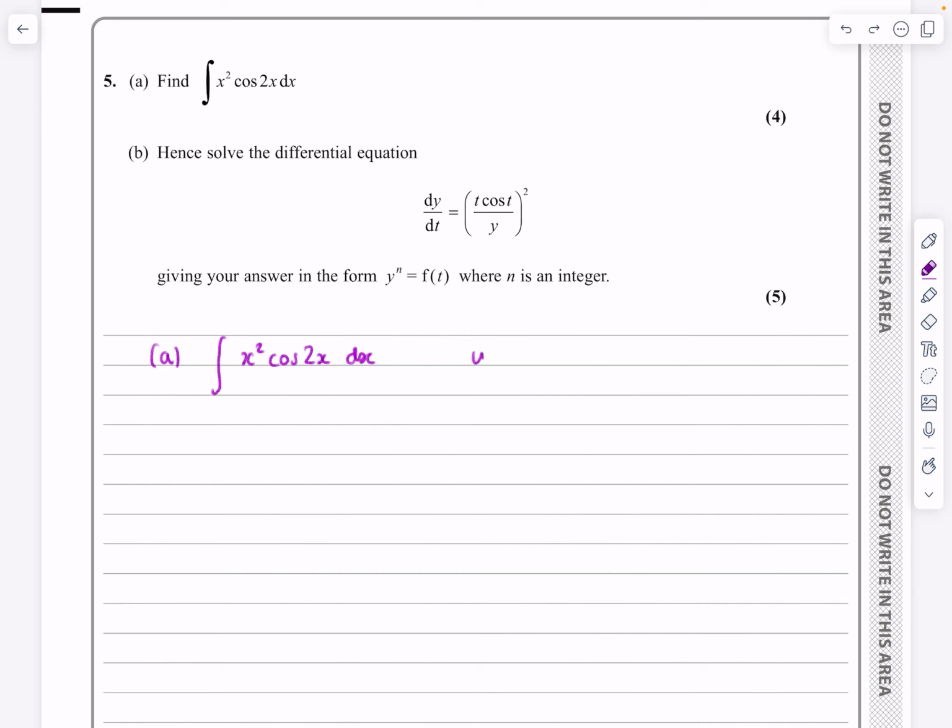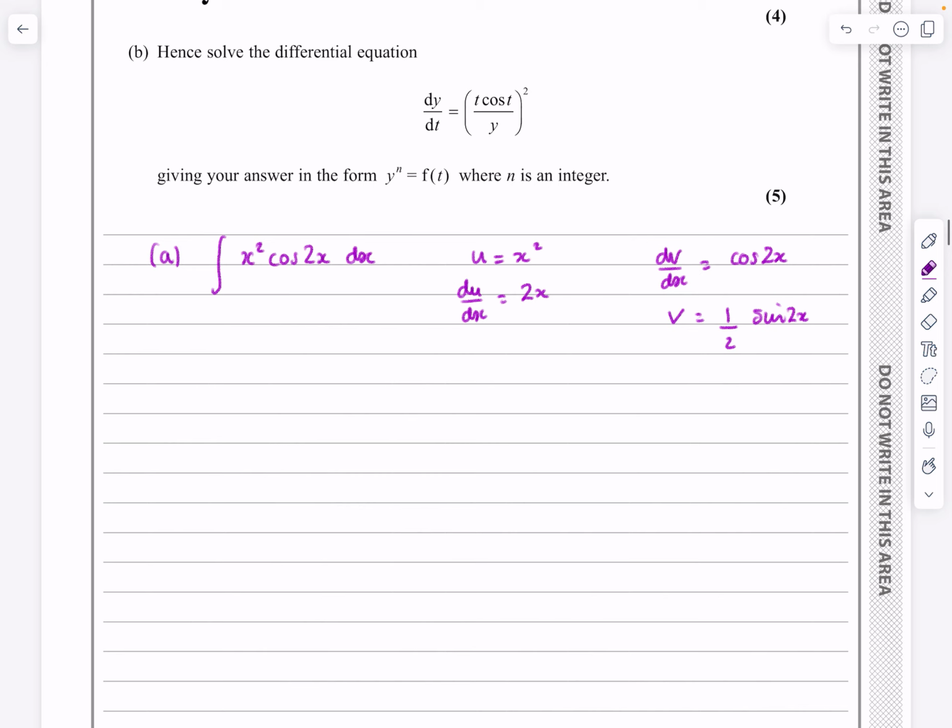So I'm going to say u is equal to x squared, and I'm going to say dv by dx is equal to cos 2x. du by dx then just works out to be the differential of x squared, multiplied by the power, taken off the power, so 2x. And the integral of cos 2x, integral of cos is sine, but because of the 2x it's a half sine 2x.